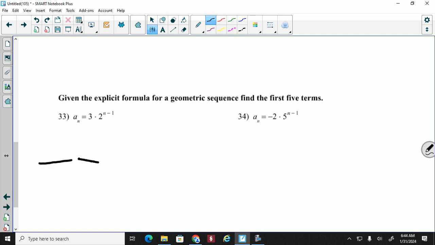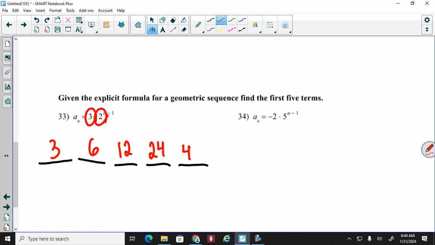So 1, 2, 3, 4, 5. Now, again, geometric is easy. There's 2 different ways you can look at it. The first way is my first term is 3, and that little 2 means I'm multiplying by 2 every single time. So that would be 6. That'd be 12. That'd be 24, and that would be 48.